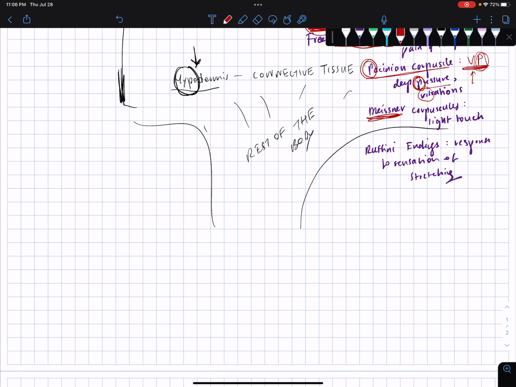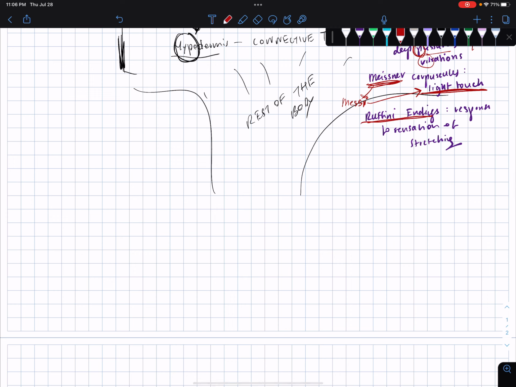Meissner, a way I like to remember this one is I think of Messi, who is a very world famous soccer player. And I like to think of him lightly kicking, just lightly touching a soccer ball. So Meissner corpuscles involve light touch.